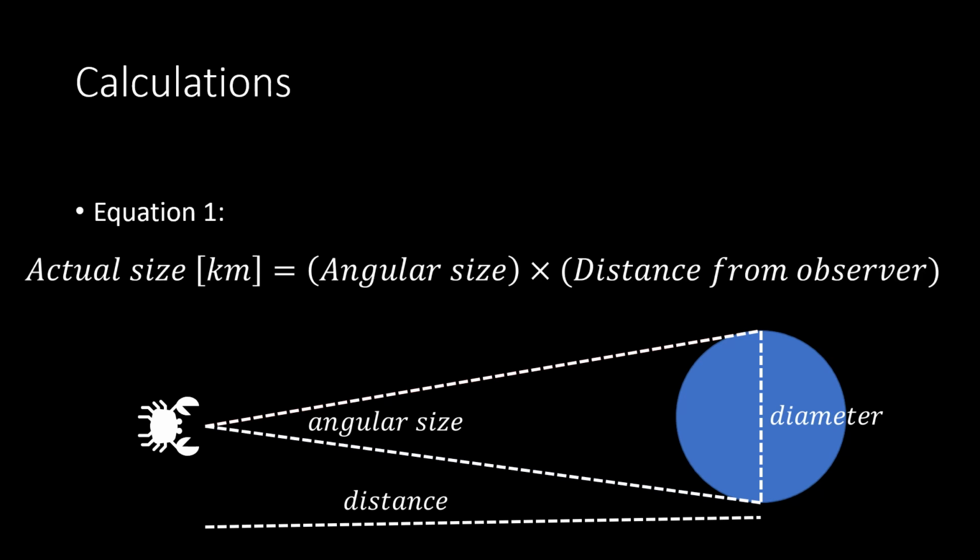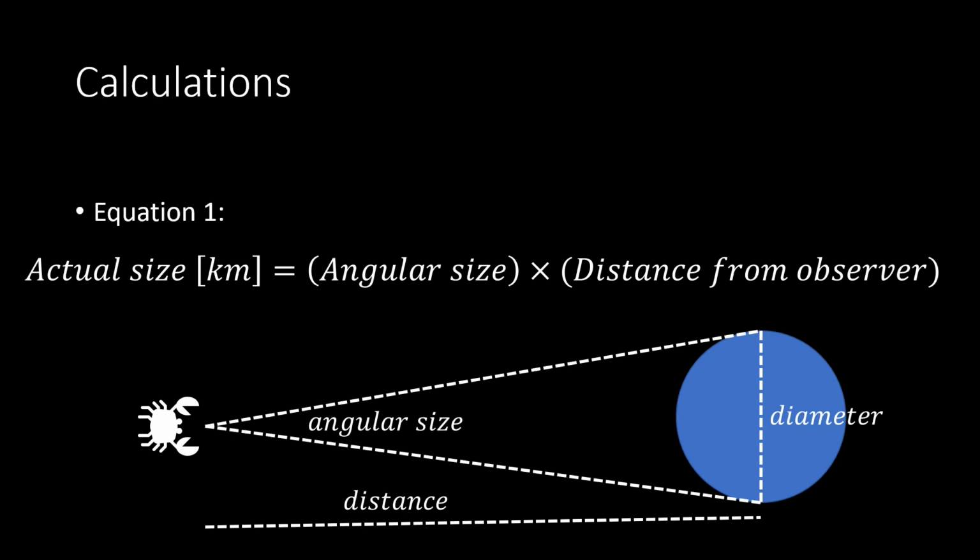And then rearranging that equation, we get equation 1 in the handout. The actual size or diameter of the planet is equal to its angular size times its distance from the observer. But I did leave one thing out. This angular size is in radians. Just to make the math work, it needs to be in radians. And radians are sometimes hard to measure in the real world.